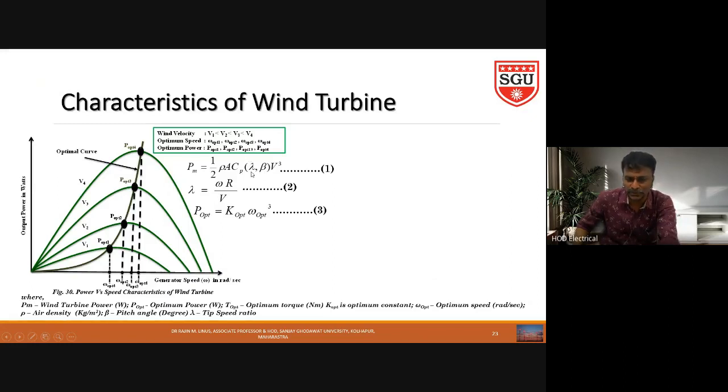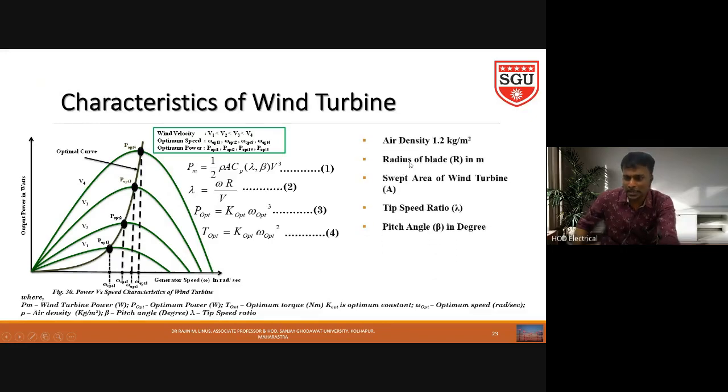When we substitute these two equations, we have power optimum equal to K optimum into omega optimum cubed. That optimum curve we have shown here in this black line. This is the optimum curve. Then we know power is nothing but torque into speed, so if you substitute the optimum speed here, one speed will be cancelled. Automatically torque is equal to K optimum into omega optimum squared. In order to extract the optimum point of the wind turbine, one can use either this optimum power curve or the optimum torque curve.